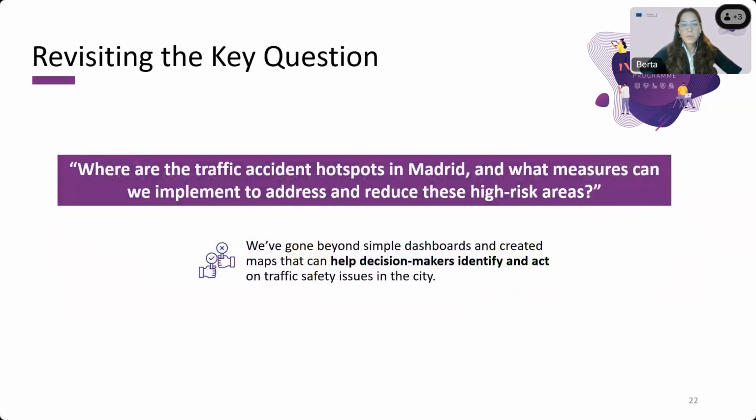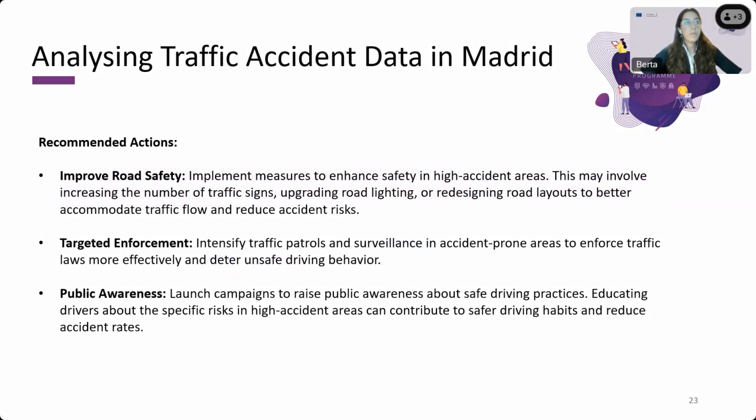Now let's just revisit the key question that we set in the beginning of the workshop, which was: where are the traffic accident hotspots in Madrid, and what measures can we implement to address and reduce these high-risk areas? And we may propose some actions based on what we have seen. So one of these actions that we could propose to the public administrations would be to improve road safety. So we have seen where these high-risk areas are.